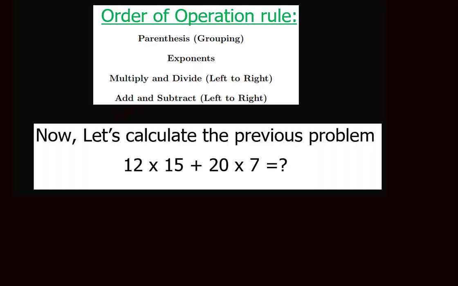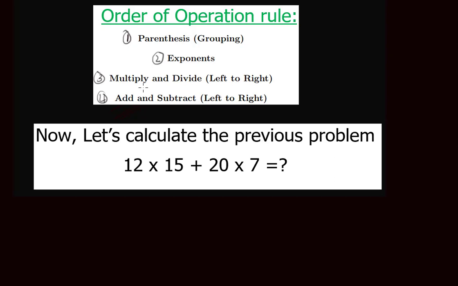So now let's review the order of operations. It says we have to do everything within the parentheses or the grouping first. That will be rule number 1. Rule number 2, we will do the exponents. Then step number 3, we either multiply or divide from left to right. If we see multiply, we carry it out, or if we see divide, we carry it out. The final step is we either add or subtract from left to right, similar to multiply and divide.